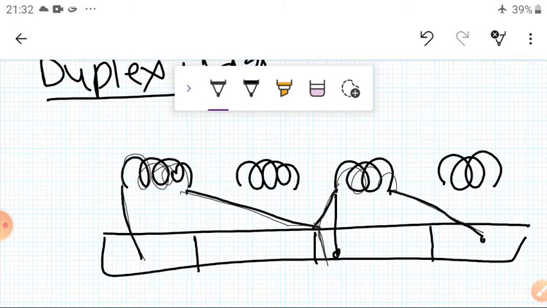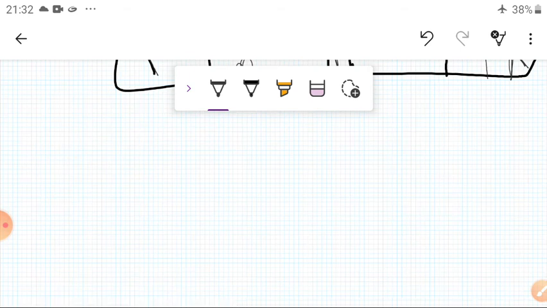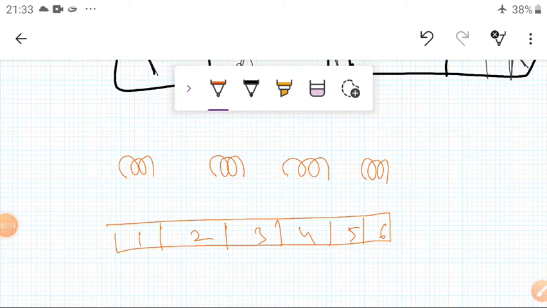Now another coil here, you can see this is connected here, and it is connected to the slot. Okay, so this is connected to here, and at the same time it is connected to here. Okay, so dear student, don't confuse. Let us see. So here duplex winding.